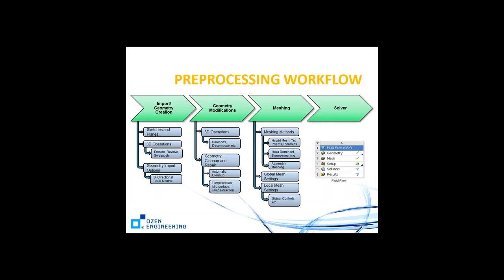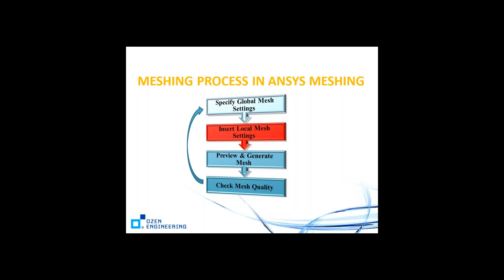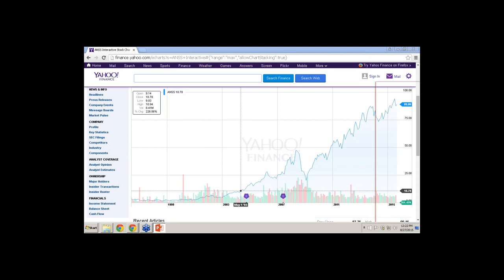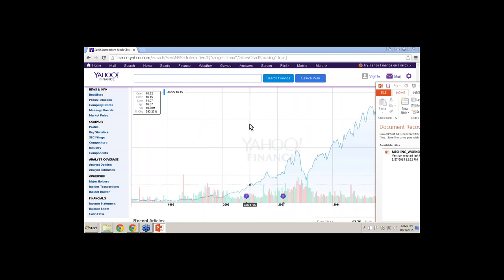Then local mesh controls. What are the local mesh controls? After you set the global mesh controls, everything that you do after that, you can specify as local mesh controls.